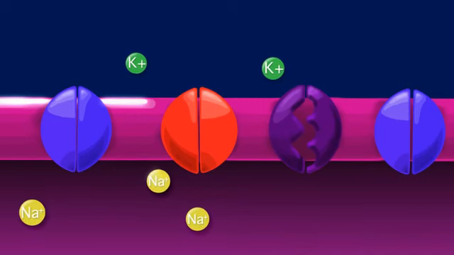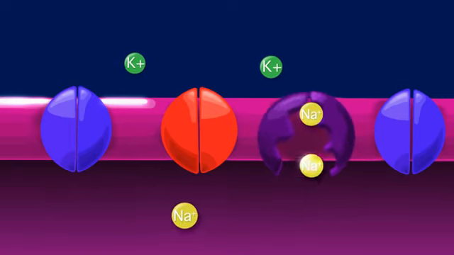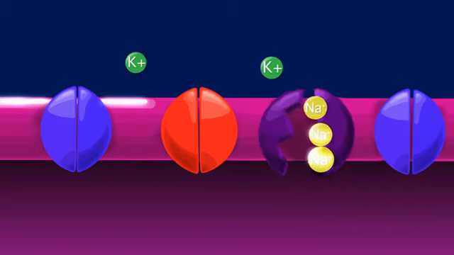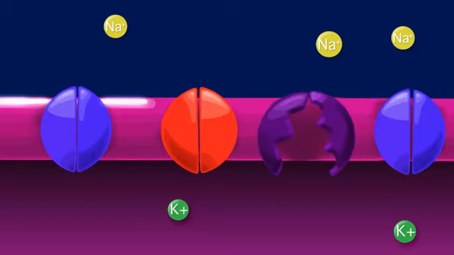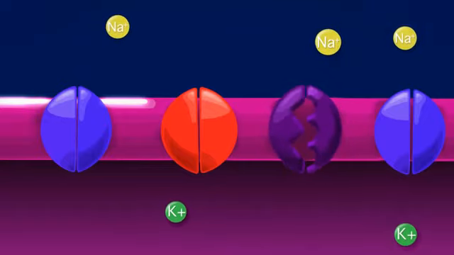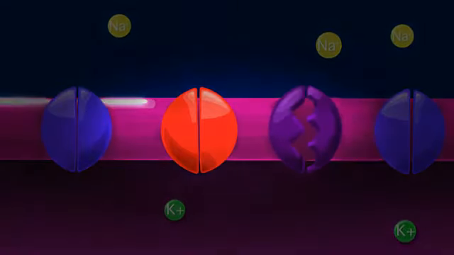However, the ions are misplaced and must be switched. The sodium-potassium pump restores the ion concentrations with the help of ATP. 3 sodium ions are pumped out of the cell membrane and 2 potassium ions are pumped in until the ion concentrations are back to normal. The action potential is now on its way to the axon terminal.